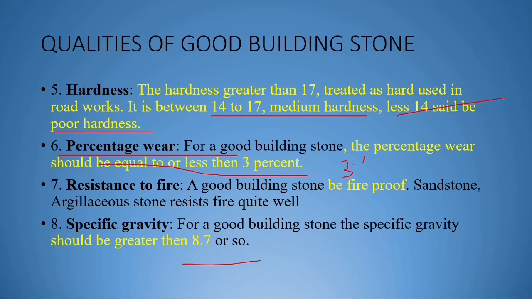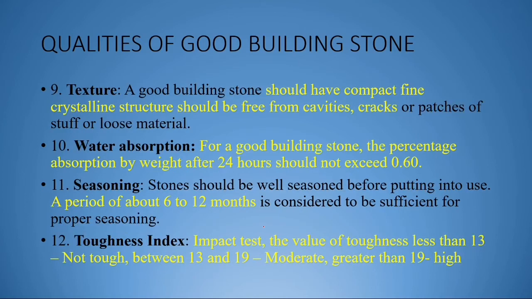Okay. So next one, texture. A good building stone should have a compact, fine crystalline structure and should be free from cavities, cracks, patches of soft or loose material. Water absorption. Okay, this is important. You just have to learn this by heart. For good building stone, the percentage absorption by weight after 24 hours should not be greater than 0.6. Seasoning. The seasoning period should be 6 to 12 months.